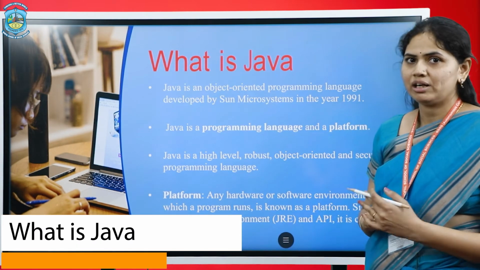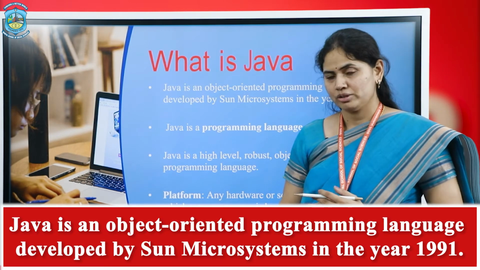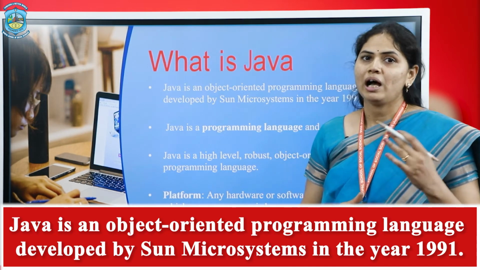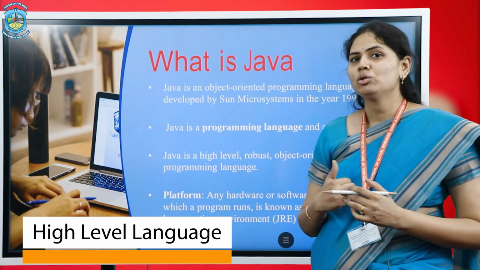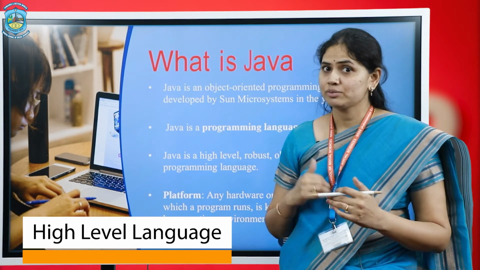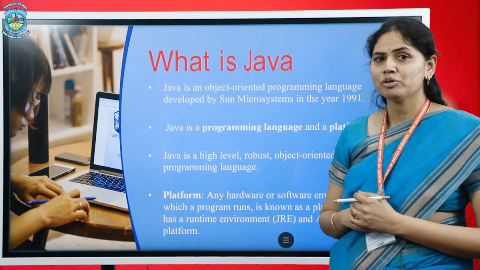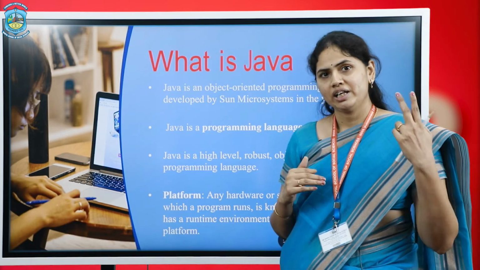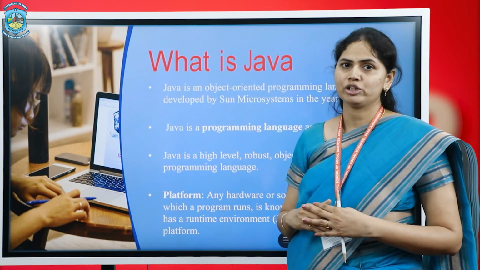So what is Java? Java is an object oriented programming language. As I just told you about the programming languages, that we have high level and low level language, Java is a high level language. It is more user friendly. And further, when we classify the programming languages, they are in two parts again, procedural language and object oriented language.